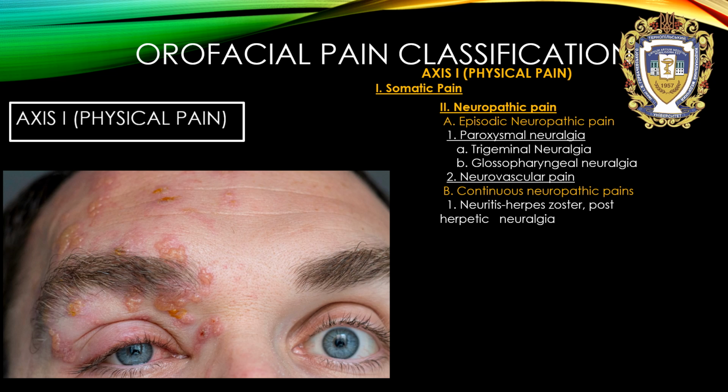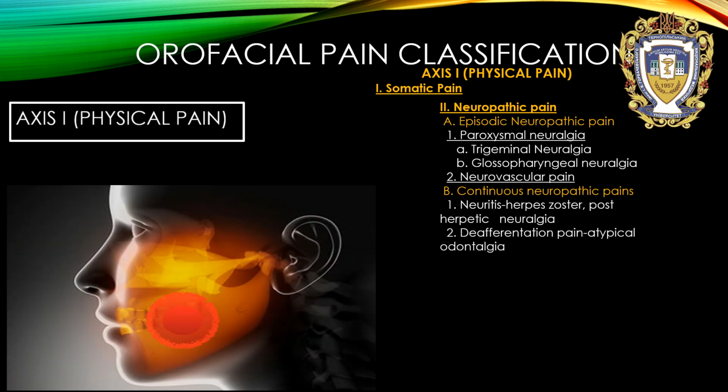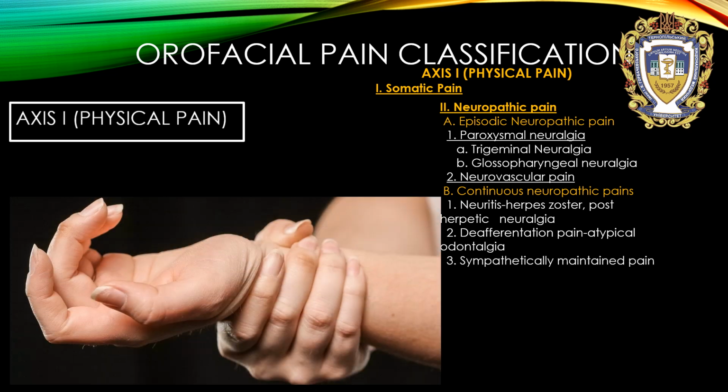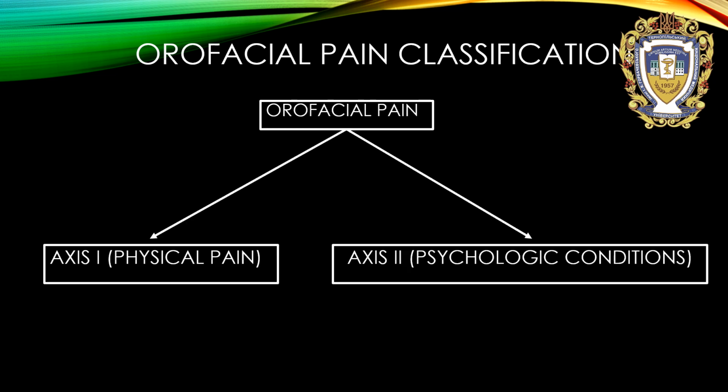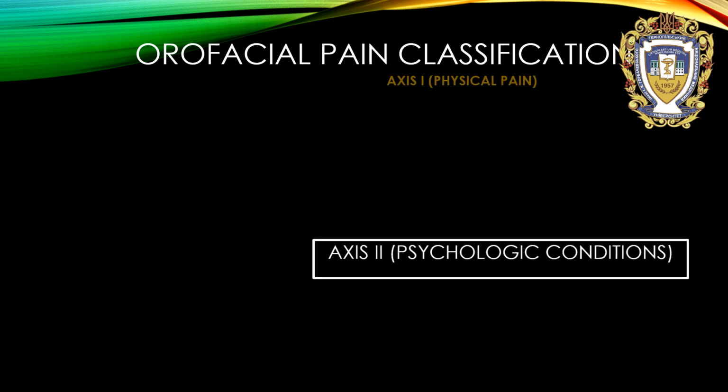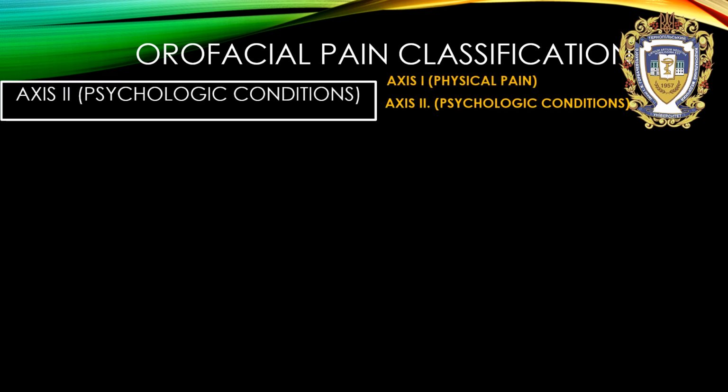and group B, continuous neuropathic pains. There are neuritis, herpes zoster, postherpetic neuralgia, deafferentation pain, atypical odontalgia, sympathically maintained, and axis 2, psychological conditions.